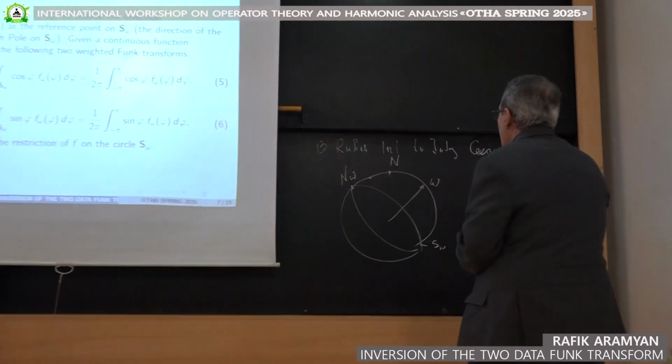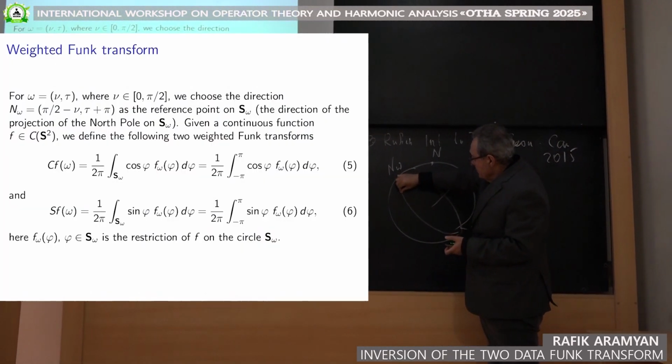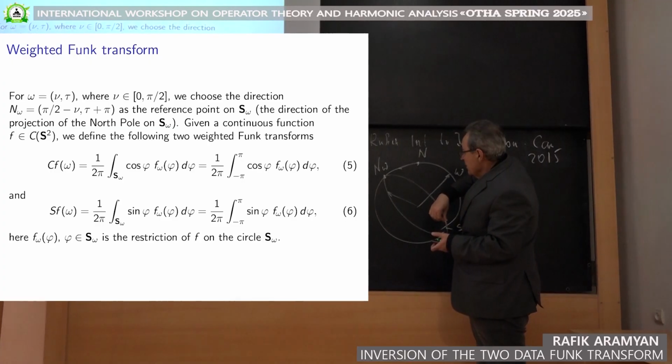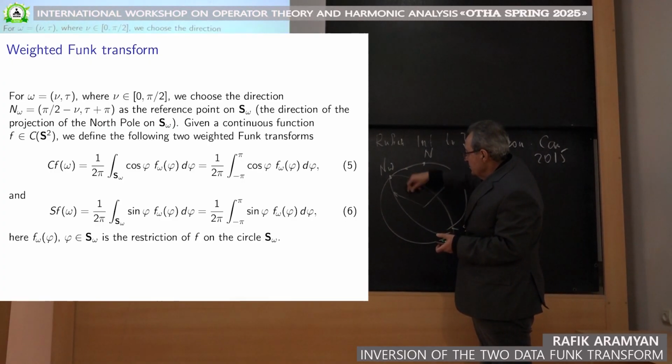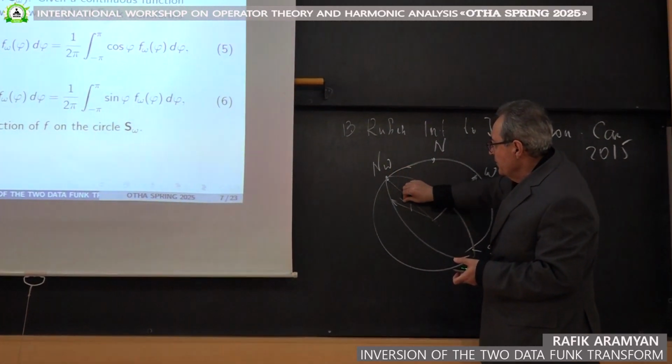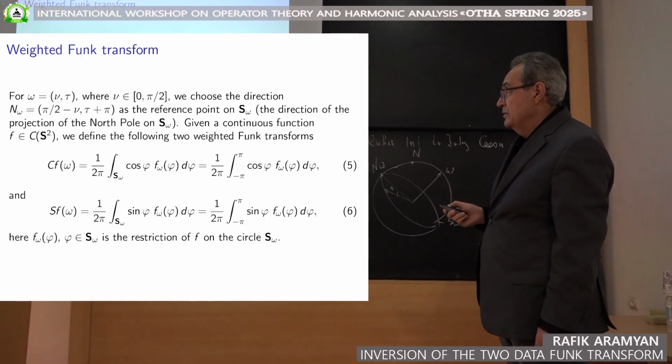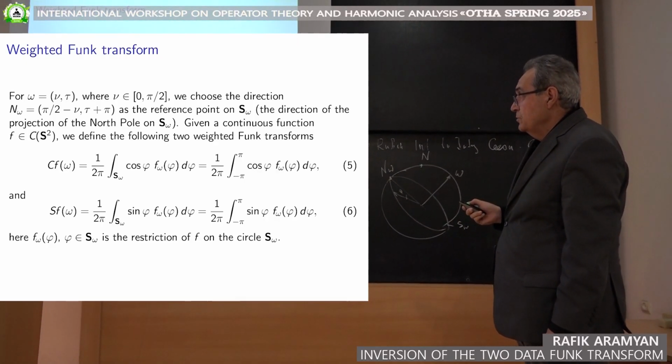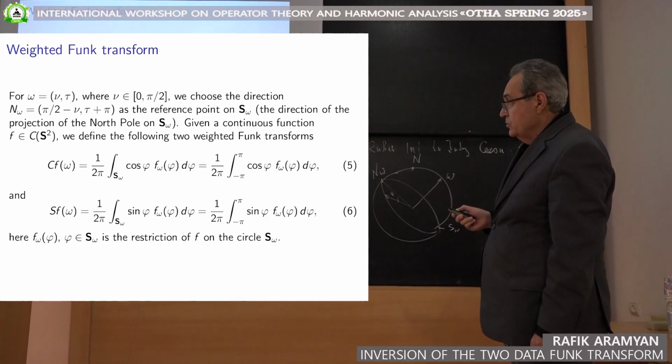Hence one can use the polar angle with respect to the reference direction to determine the direction. For a given continuous function, I define the following two weighted Planck transforms. I consider the restriction of f onto the circle S omega, multiplied by cosine phi, and integrate over the circle, and denote it by Cf. So Cf is the weighted Planck transform.